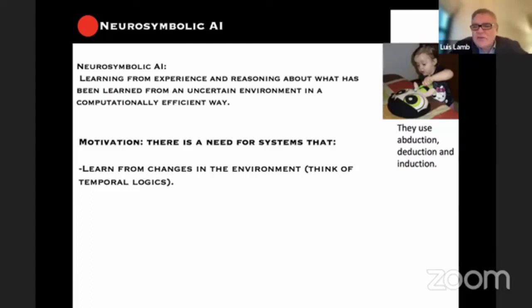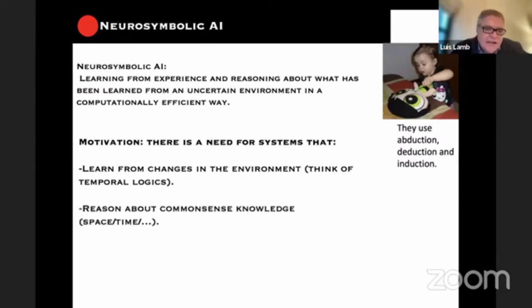We can think in terms of educating a child. This is my daughter when she was quite young. She realized that she could apply the same procedure that we applied, let's say, in brushing her teeth. She realized it was possible to learn from the environment and apply the same procedure over her toy, right? So the motivation here is to learn from changes in the environment. The environment is, of course, very dynamic.